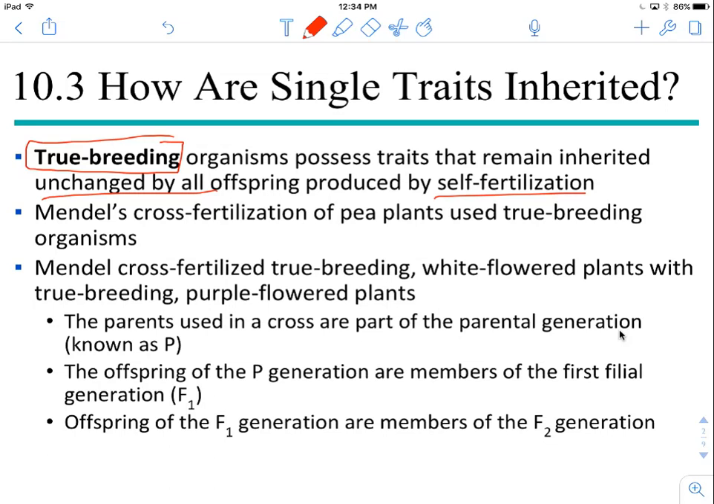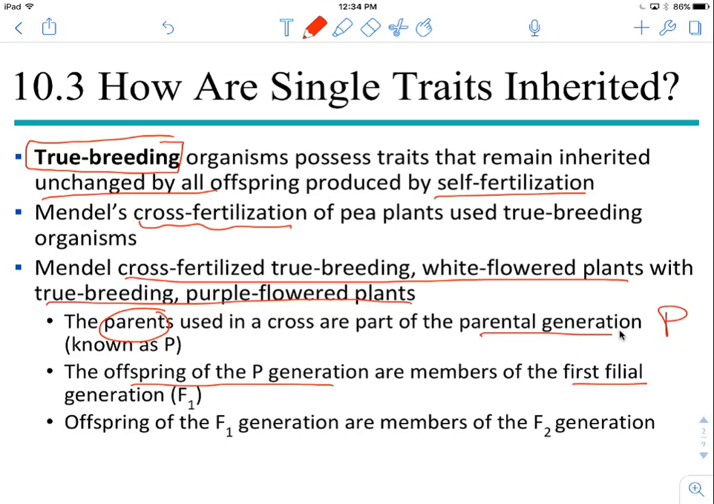When Mendel did his cross-fertilization, so when he took his little paintbrush and took the pollen from one and put it on the carpel of another, he used these true breeding plants. Okay, so he cross-fertilized true breeding white-flowered plants with true breeding purple-flowered plants. Now, the parents, those true breeding plants, are called the parental generation or the P generation. The offspring of the P generation cross are members of the first filial or F1 generation.